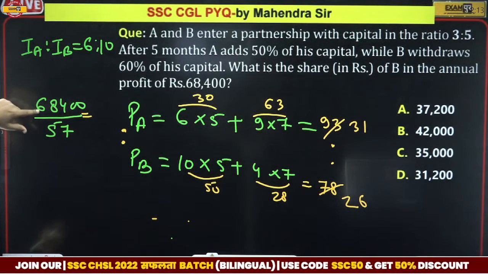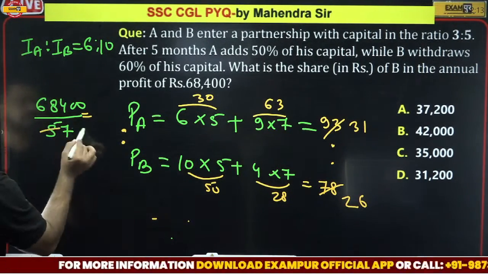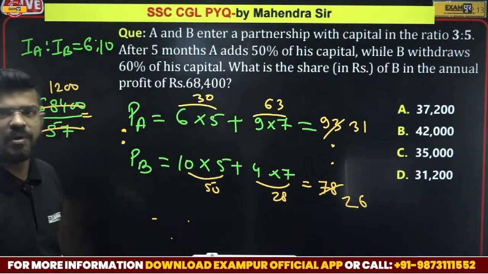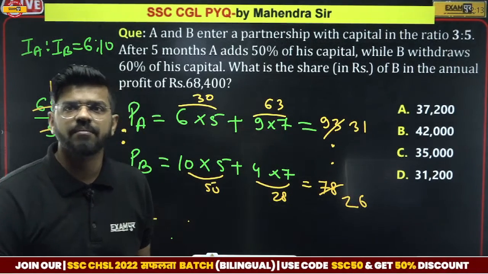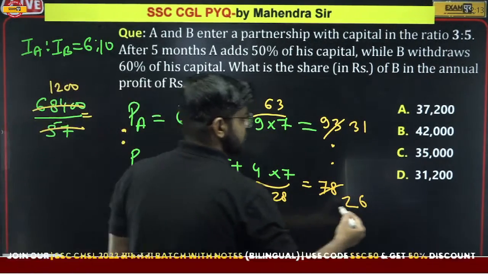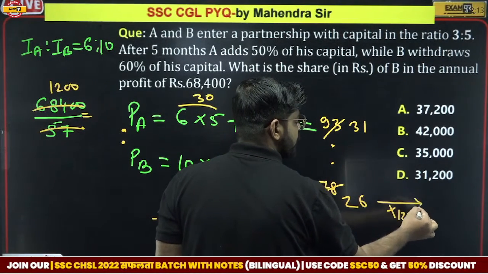Okay, 5 12s are 60. This is 12 times. See, 12 5s are 60. That means 600. 12 7s are 84. So this will get cancelled out by 1200 times. So 1200 is my multiplying factor. So what is the question asking? For B. So multiply it by 1200, and you will get the answer.